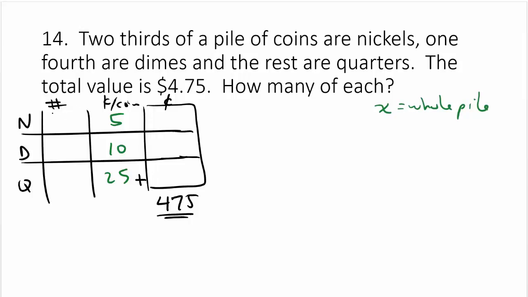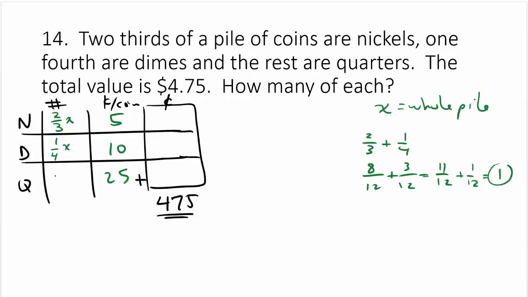So the number of nickels, that's 2/3 of the whole pile. So 2/3 x. Dimes are 1/4 of the whole pile. So it's 1/4 of x. Now quarters, we're going to see what's left over. So if you have 2/3 plus 1/4, that's going to be in twelfths. 8/12 plus 3/12. So that's 11/12 already for nickels and dimes, which only leaves us with 1/12 remaining to get the full pile. So this 1/12 of the pile is quarters, so that's 1/12 of x.